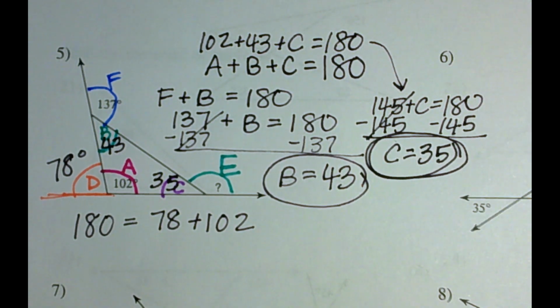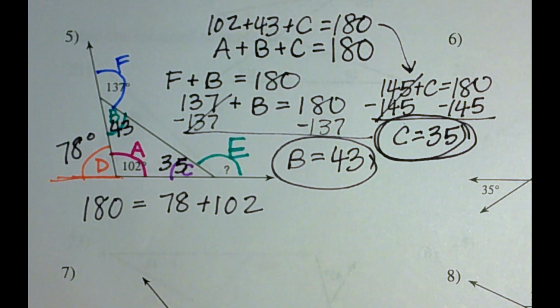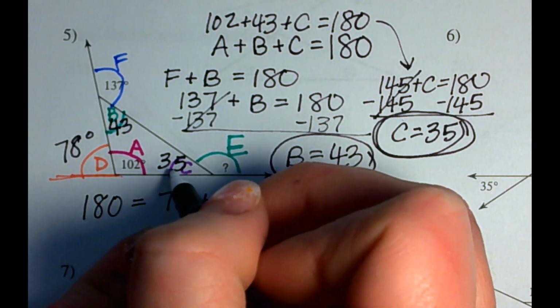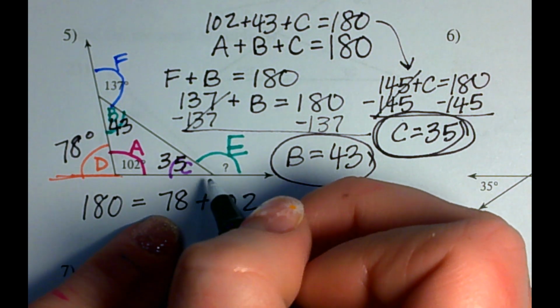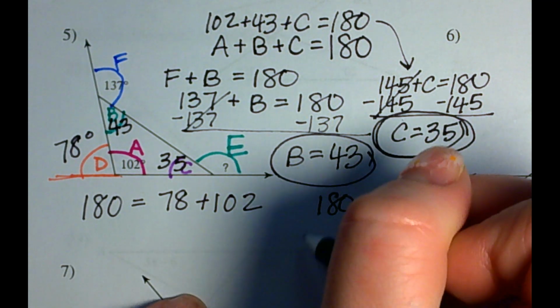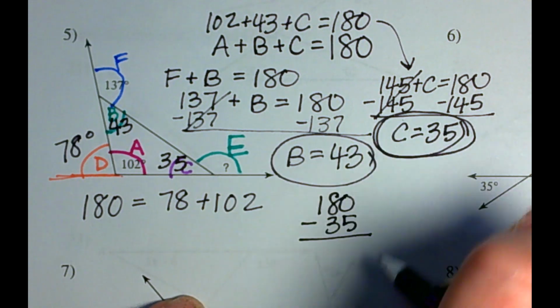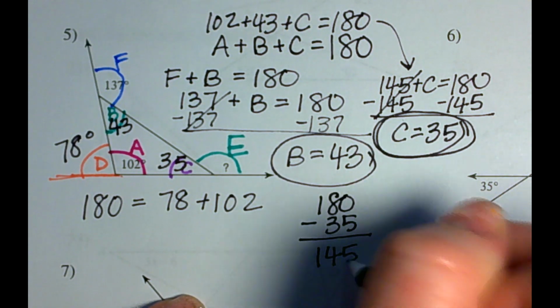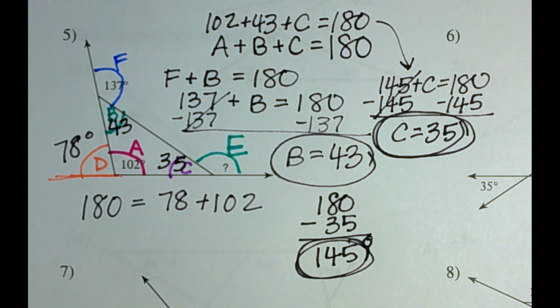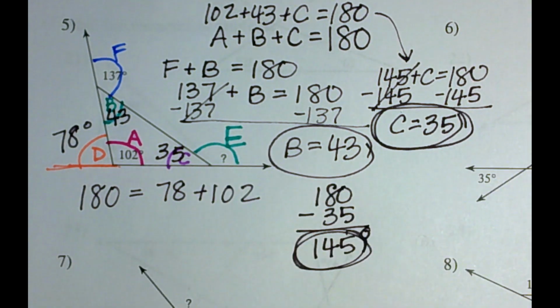Can I finally solve for E? Yes. What equation can I write to solve for E now? I know 35 plus E gives us 180, so I can just do 180 minus 35 equals E. 145 degrees. That's our missing angle, 145. Wow, that's a lot of steps. Now, this looks crazy. This looks messy.